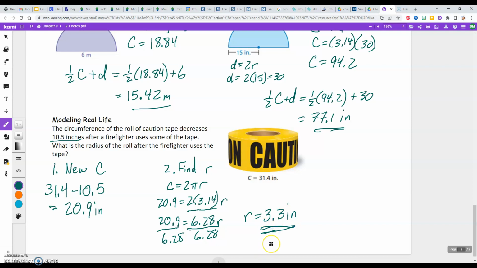So these are examples of what kind of problems we'll do for our practicing finding circumference.